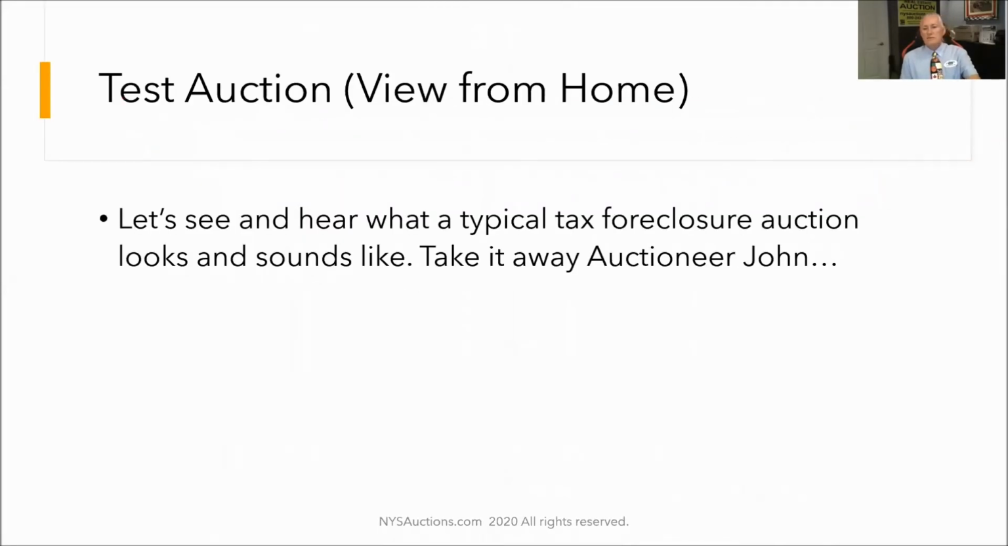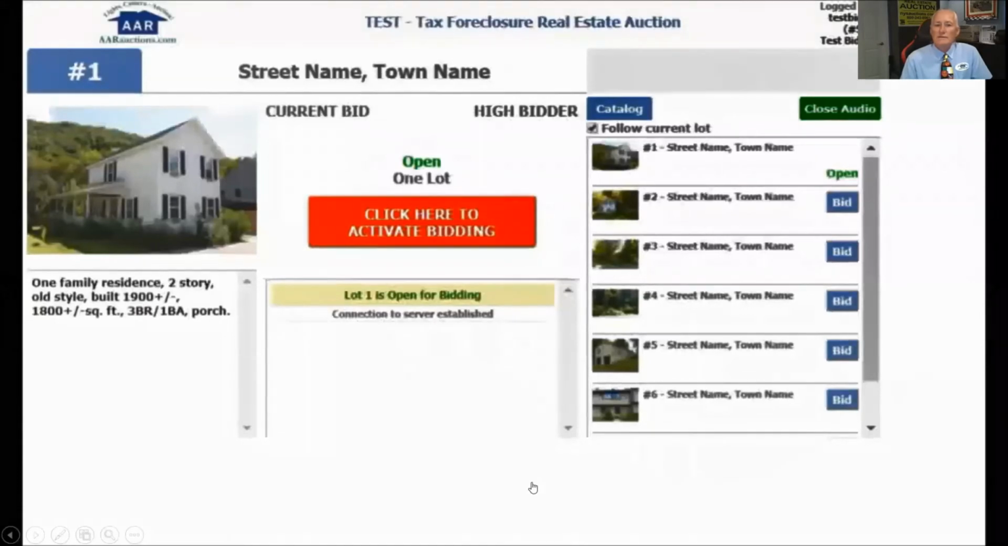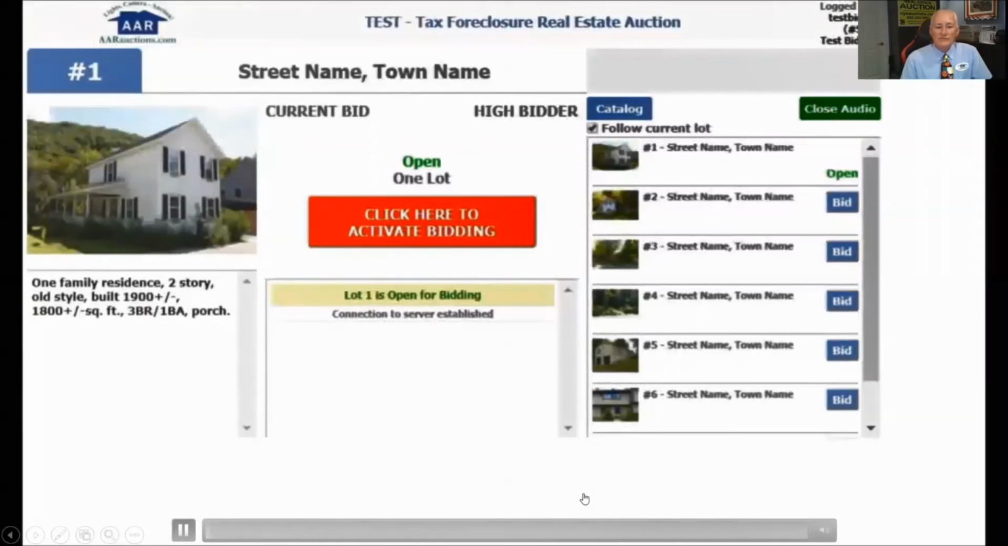So now let's take a look at, and hear a sound of, what a typical tax foreclosure auction looks like from home. I think I have to downsize my screen. I see my screen. Hey Jen, are you able to do the pop-up video for me? You're a sweetheart, thank you. It's the next slide, so you have it right now, and you should be able to hit play at the bottom. There you go. It's as easy as it can be.